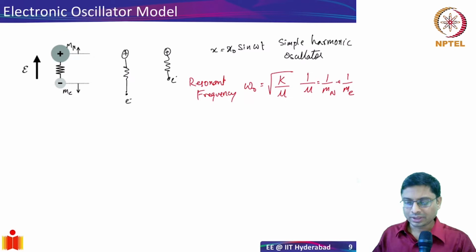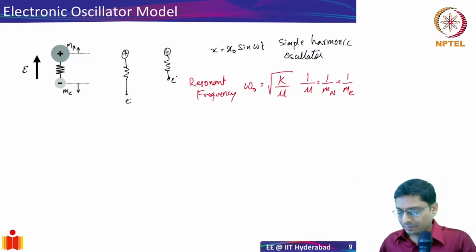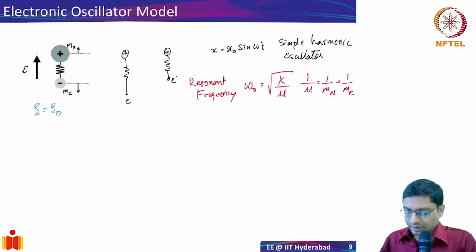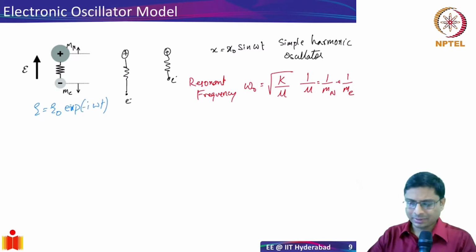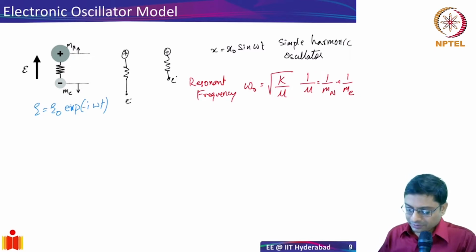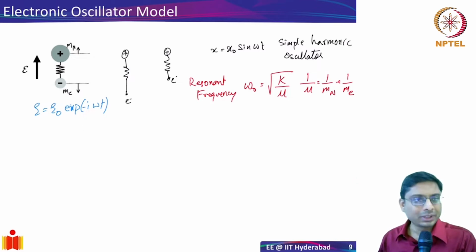For example, if you drive the system, in the sense that I'm applying an electric field of the form E equal to E naught exponential minus i omega t, that is my driving force. I didn't write the space dependence, but that's what you would understand. Now what happens if this omega that you're applying from an external electric field is equal to the resonant frequency? Omega equal to omega naught.